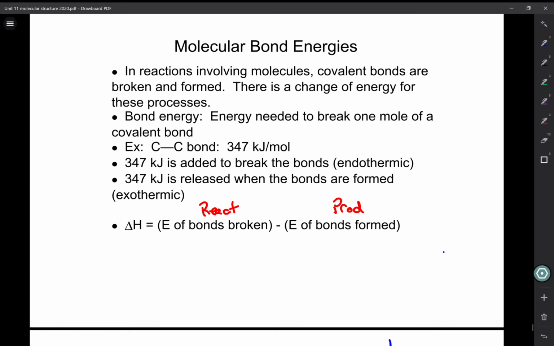Now, if we look at every single bond in the reactants and every single bond in the products, and look at all those bond energies, we can combine those mathematically and figure out the heat of reaction of any reaction we're looking at. To do that, you use this little equation here at the bottom. The heat of reaction is the sum of the energy of the bonds broken, which are the reactants, minus the sum of the energy of the bonds formed, the products. So reactants minus products.